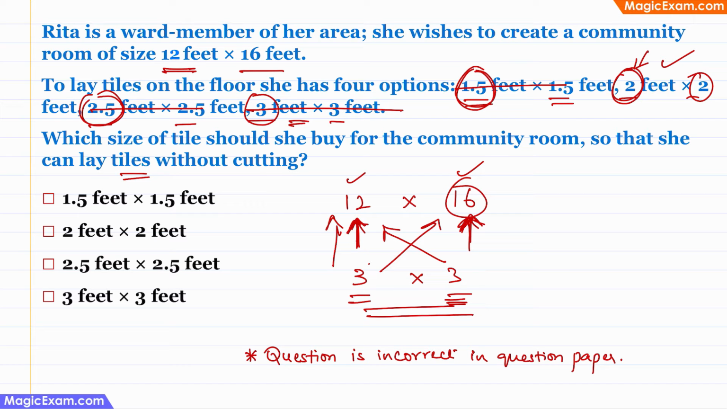So we just have one size of the tile which will work for this room and cover it fully without having to cut any tile. That is 2 feet into 2 feet. So the correct answer is option 2.